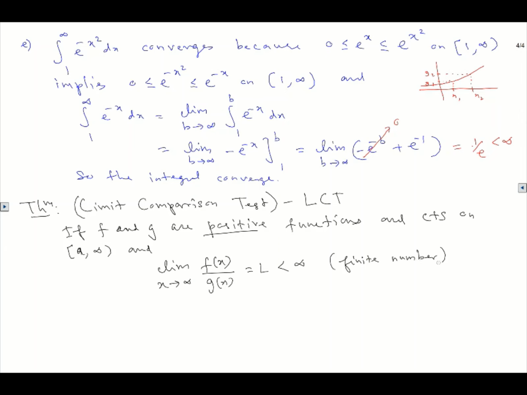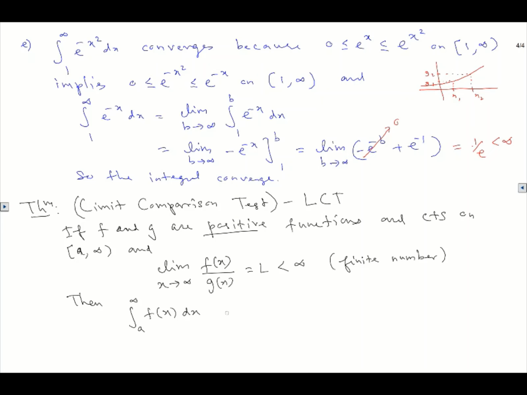Actually it can be positive because we assume that those functions are positive. We can generalize this for other cases as well, but at this time we try to understand this one in this class. So you get a finite number. Then what happens? If one integral converges, the other one converges. If one integral diverges, the other one diverges, so they behave the same.